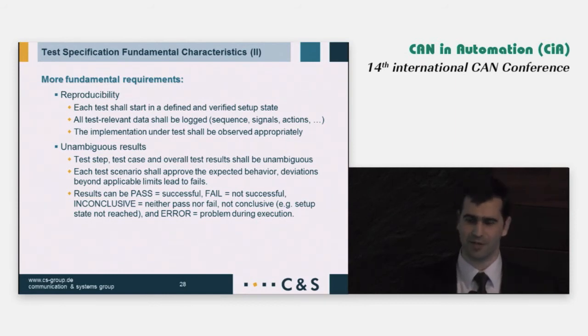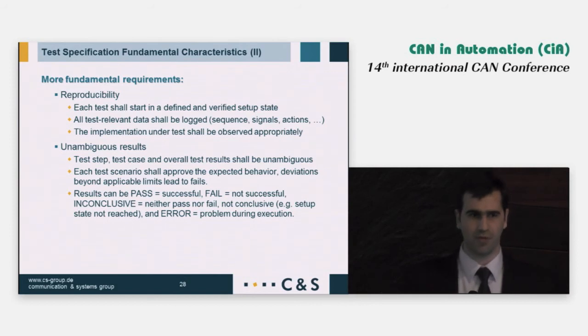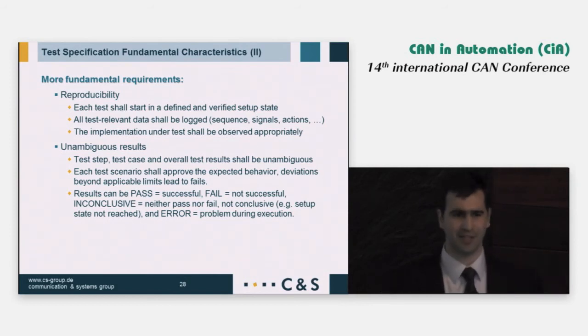This is not only about running the test at a certain point in time, but maybe we want to come back to the test results, and hopefully all the observed signals information are still there, so we can go ahead without maybe having to run the test case again. Just an example. And of course, unambiguous results.